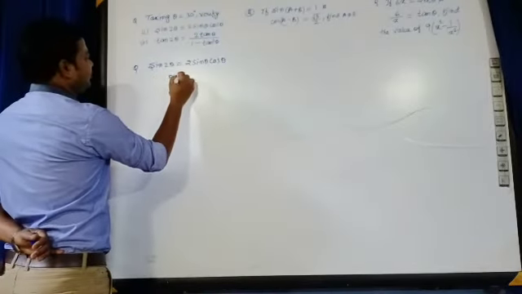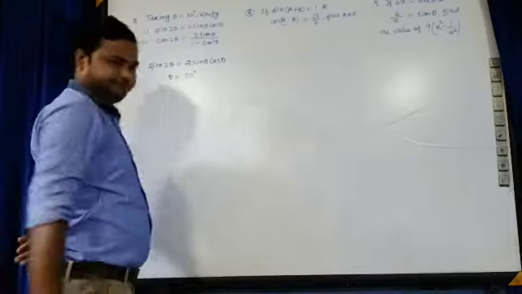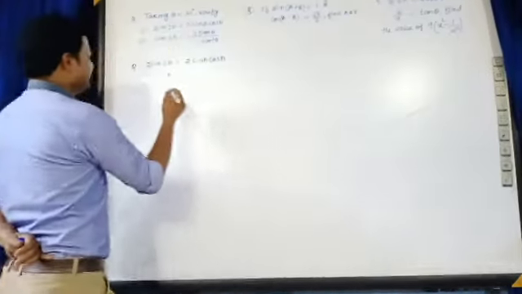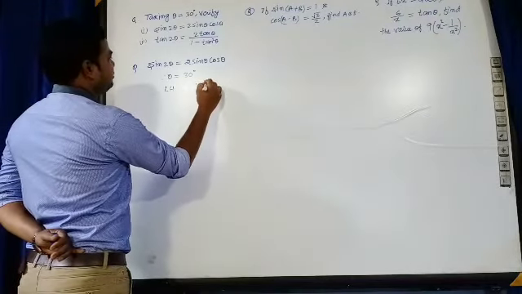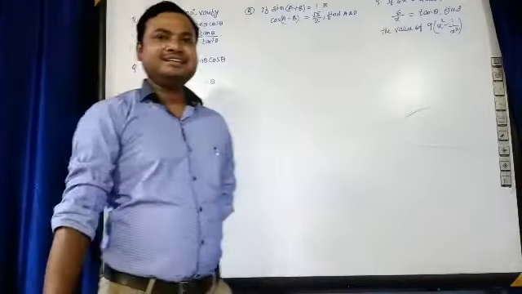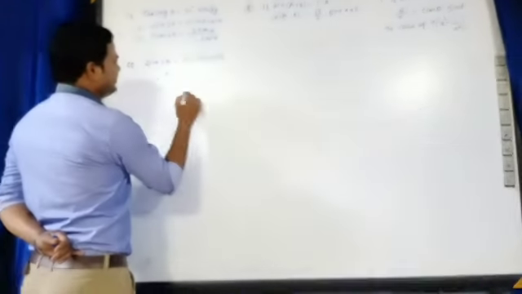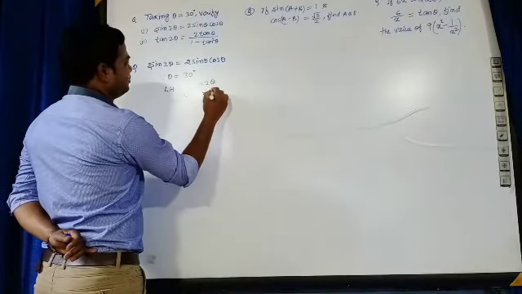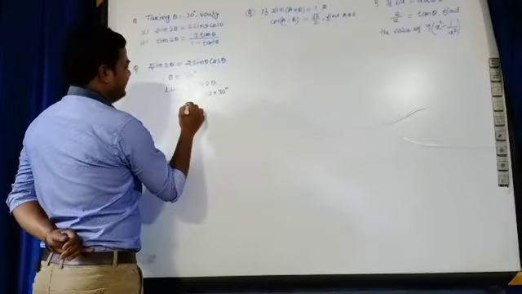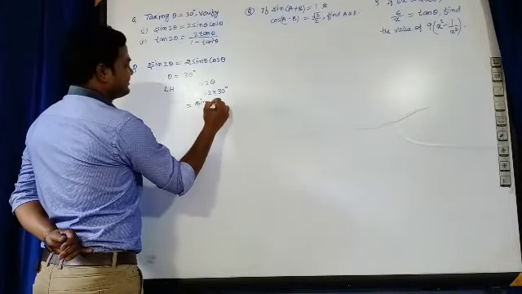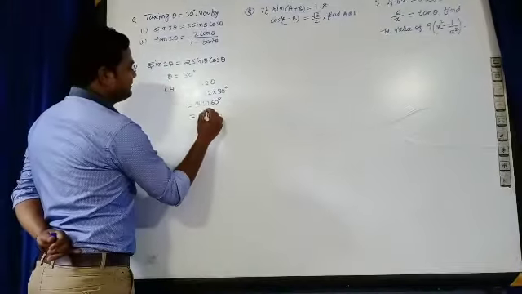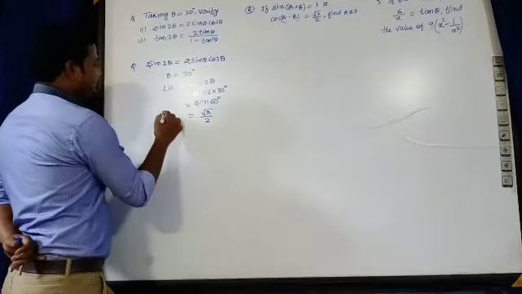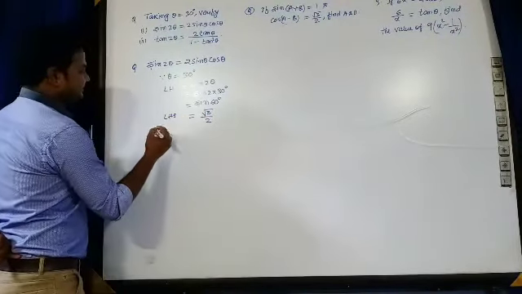Since theta equals how much? 30 degree. Then LHS is sin 2 theta. Putting the value of theta, sin 2 into 30, it means sin 60 degree. And we know sin 30 is half, sin 60 is root 3 by 2. This is LHS. Now move to RHS.